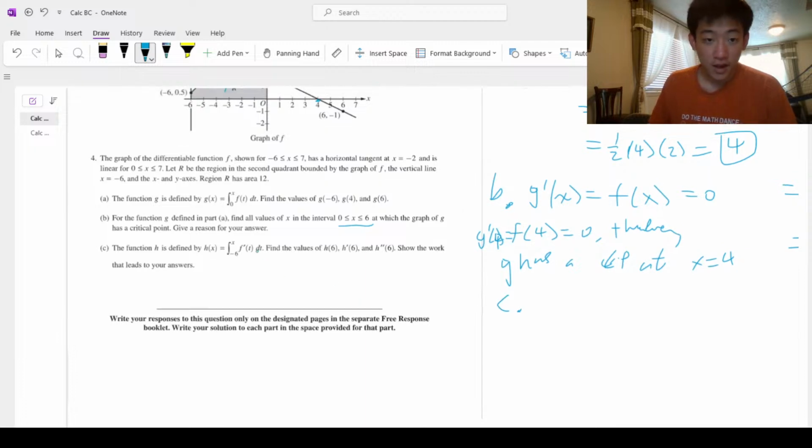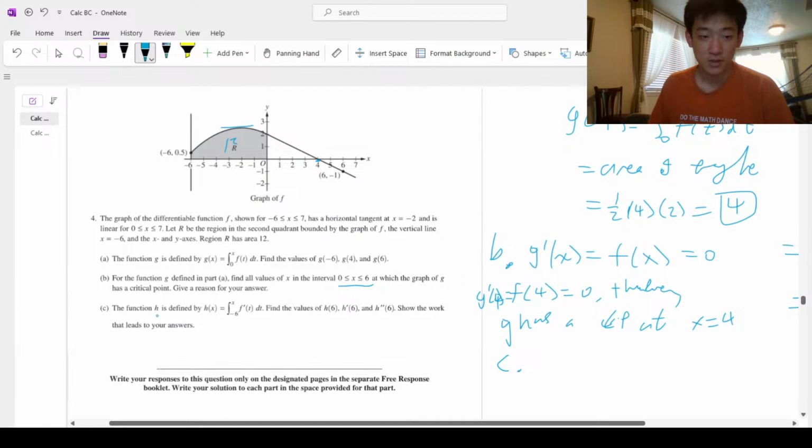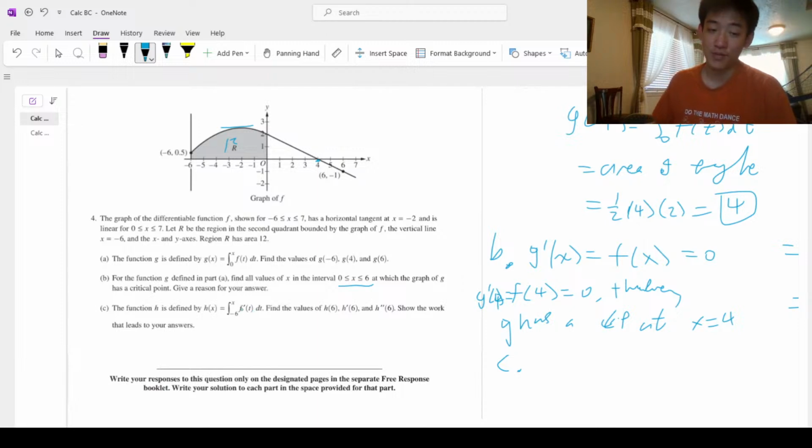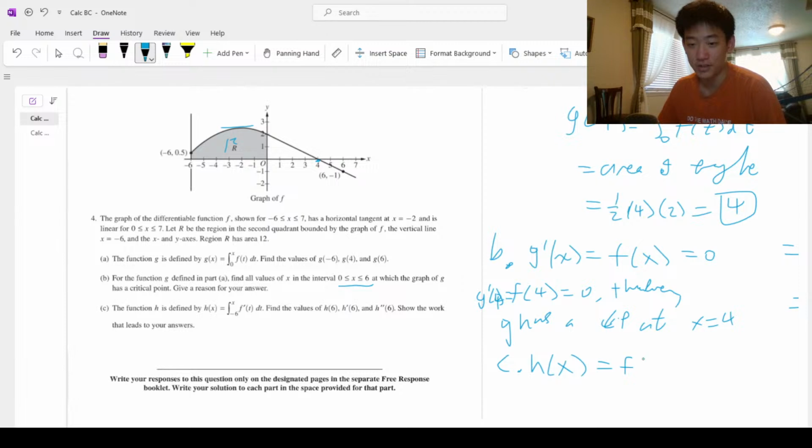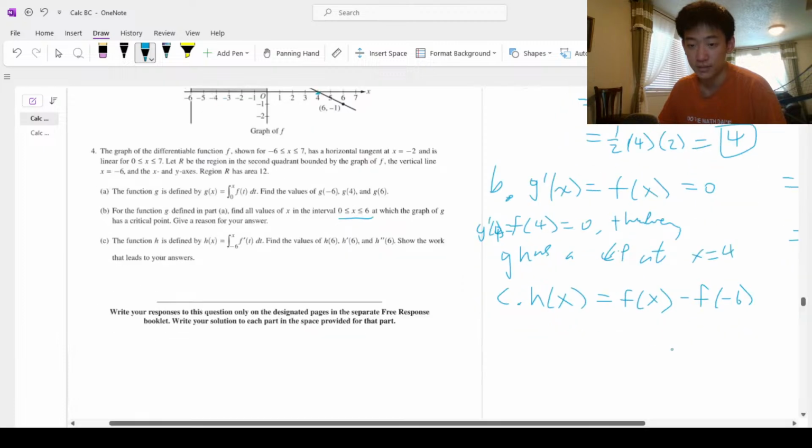We have to find 3 values again. So we now have a new function. H of x equals the integral from -6 to x of f prime of t dt. So by the fundamental theorem of calculus again, this is just the integral of f prime of t. The antiderivative is f of t. So we're basically evaluating the integral. This is f of x minus f of -6.